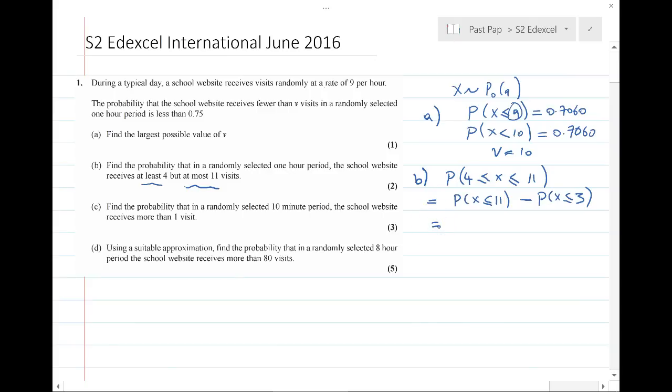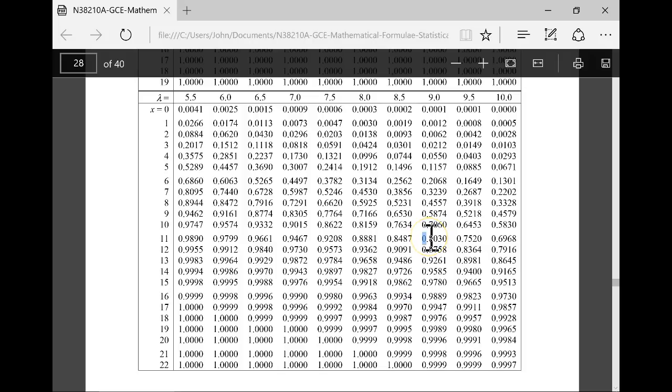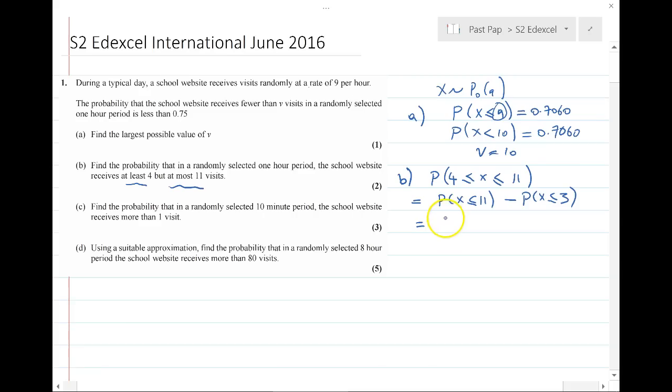So let's go back to tables again to look for those numbers. The number for less than or equal to 11 is 0.8030 there. And then the number for 3 is 0.0212. So 0.8030 take away 0.0212 is equal to 0.7818. Okay, so that's the answer to part B.